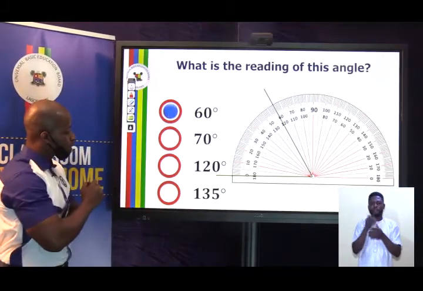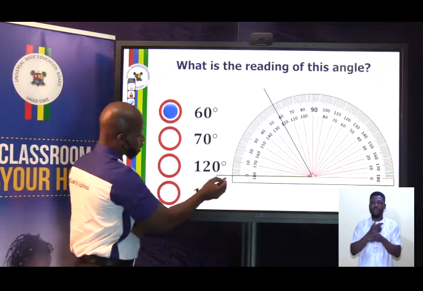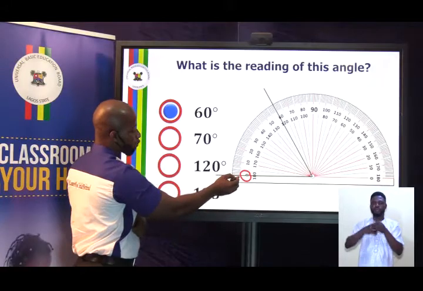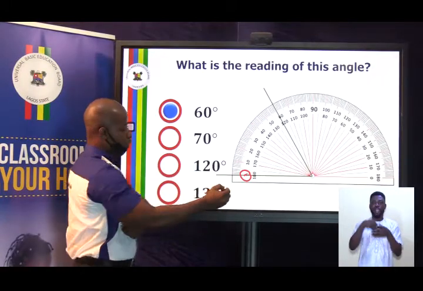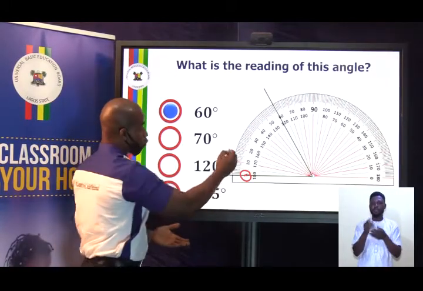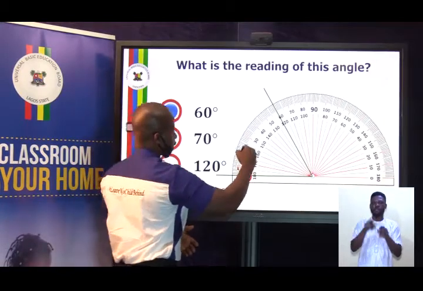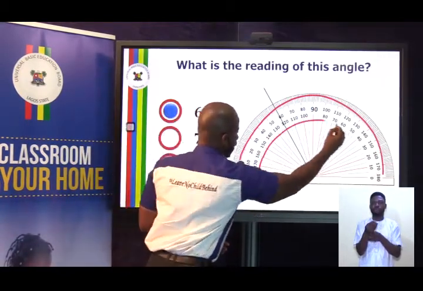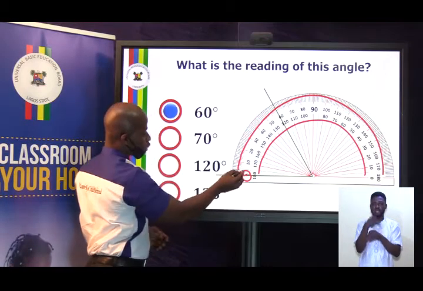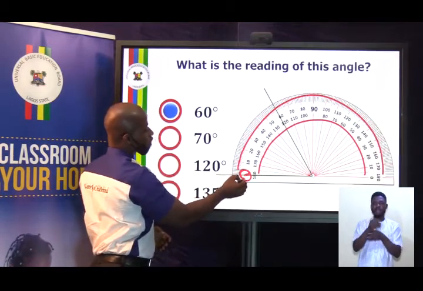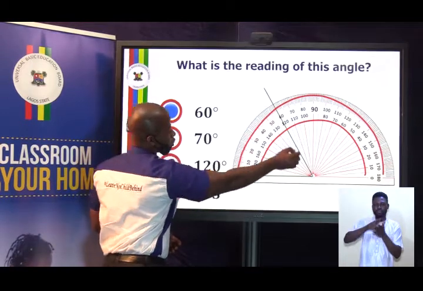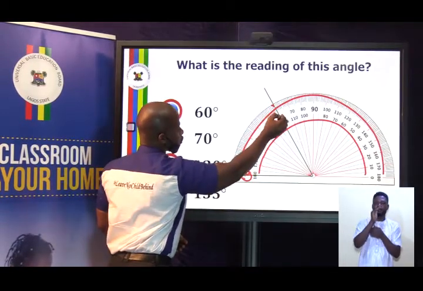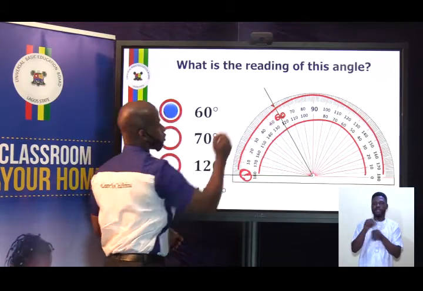And why is that? Because we are taking our 0 to be from this end and we're going clockwise. So starting from 0, we're using the outer scale, because you remember that there are two scales, one on the outside like this and the other one on the inside like this. Since we have taken the 0 on the outer scale, we will take the reading on the outer scale. So the other line is right here. Outer scale, you have 50, you have 60. So the angle is 60.